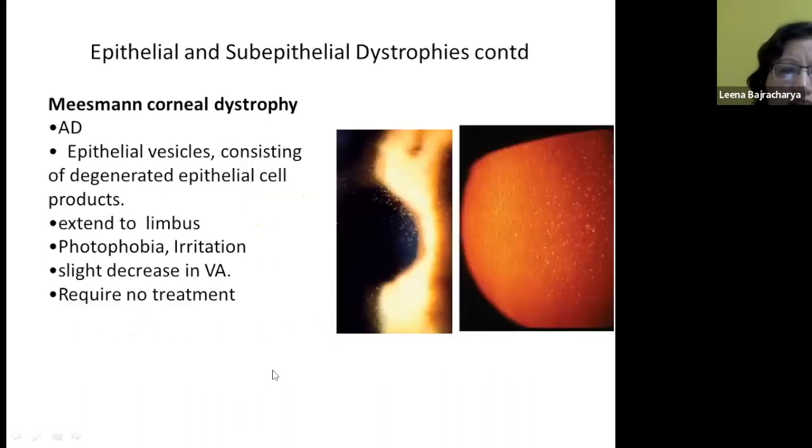This is Meesmann dystrophy, which is not very common, autosomal dominant. We can see the epithelial vesicles containing degenerated epithelial cells. Vision is not much affected, no treatment required.